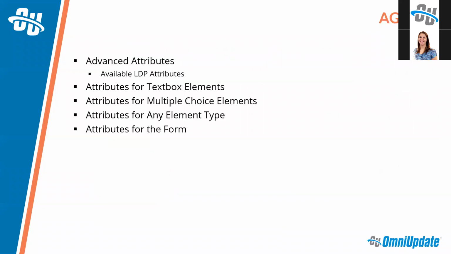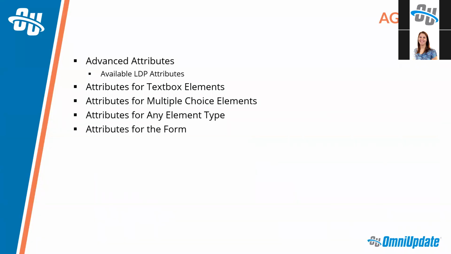So our plan for today, we're going to talk a little bit about the advanced attributes, and I'm going to go over where you can find a listing of all the attributes that are already baked into the system. Then we're going to jump into different attributes and see what they apply to. There are specific attributes that apply to text box type elements, the multiple choice type elements, some that apply to any element type, and some that apply to the entire form. So we'll divide those out as we go through so you can see each one applied.